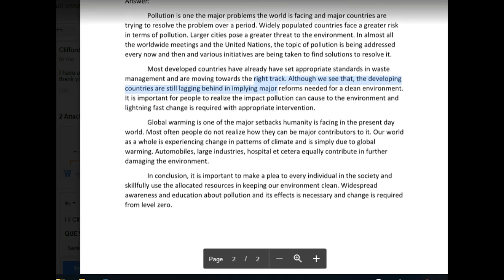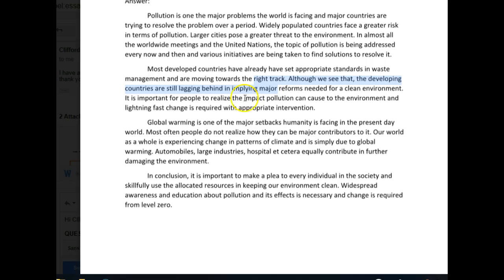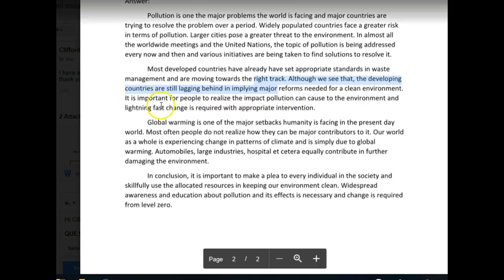your essay. So, most developed countries have already set appropriate standards in waste management and are moving towards the right track. Although we see that the developing countries are still lagging behind in applying major reforms needed for a clean environment. It is important for people to realize the impact pollution can cause to the environment and lightning fast changes required.